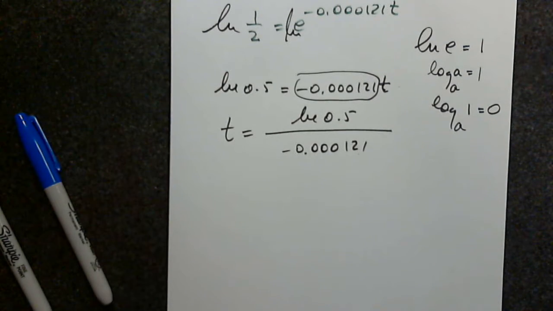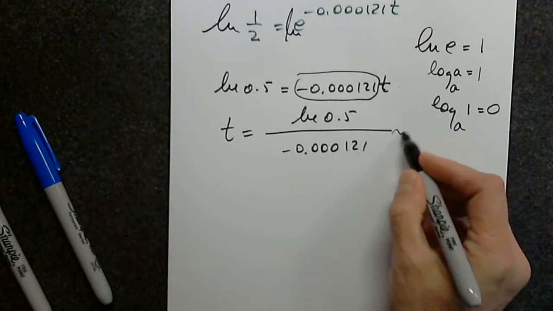And let's see when any amount of carbon 14 will be halved. So natural log 0.5 divided by, don't forget parentheses, negative 0.000121, and close, and press enter. And it's 5,728 years, approximately.